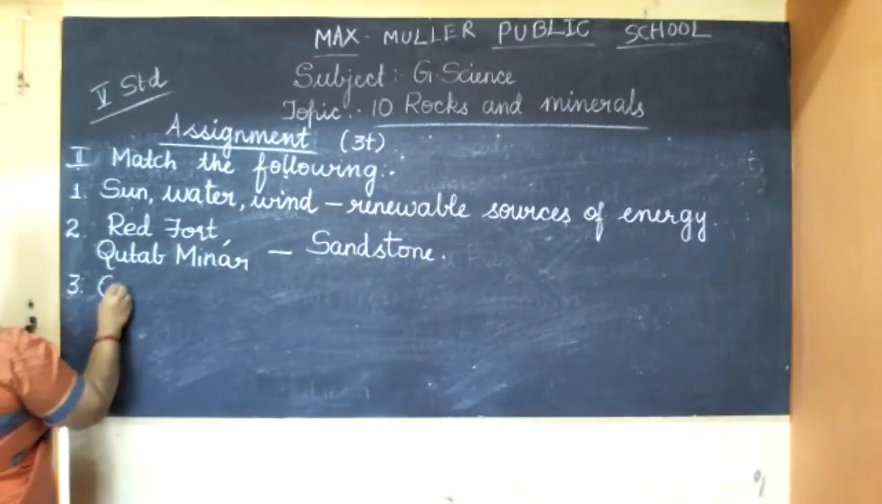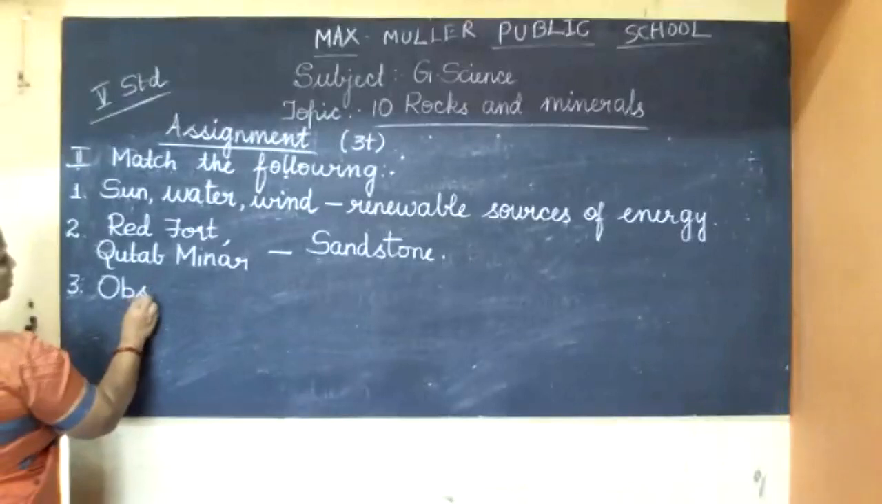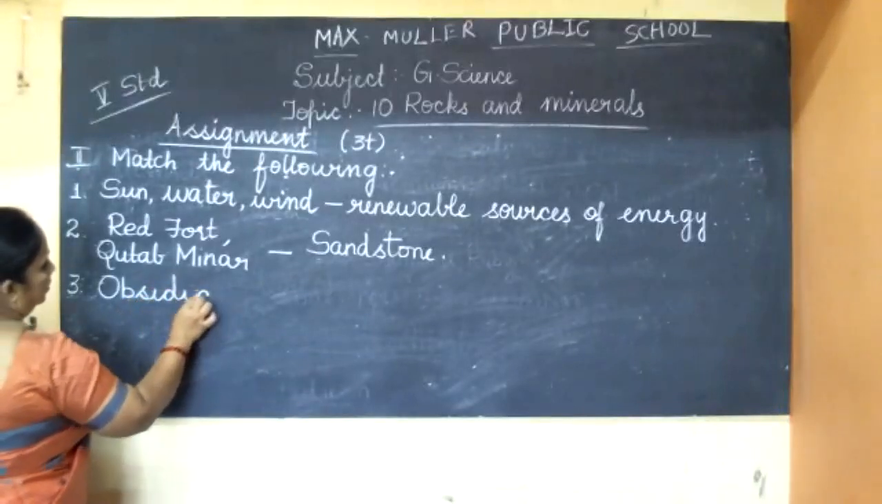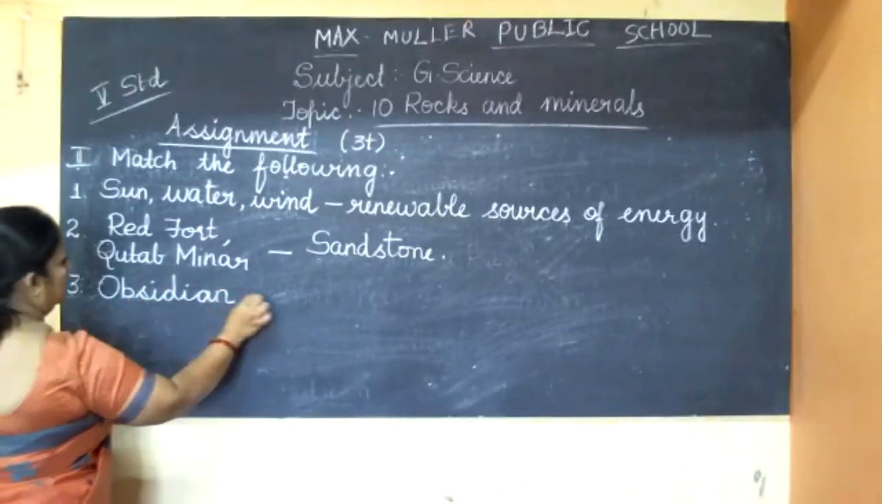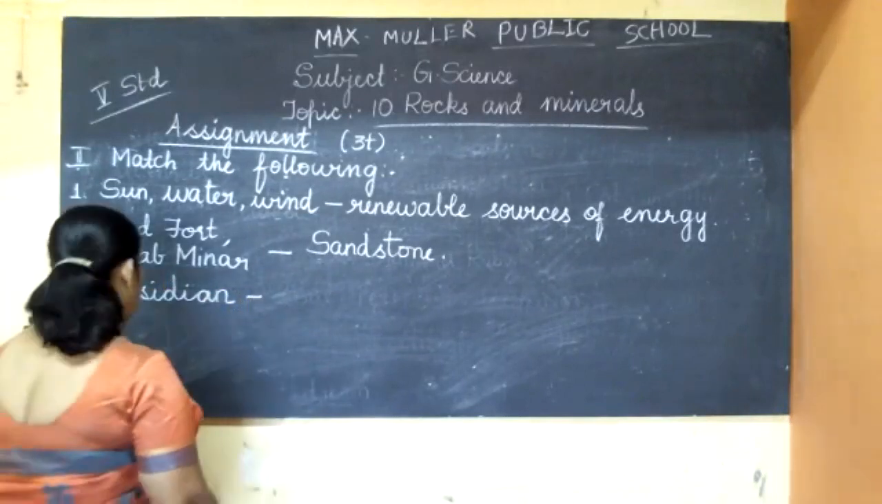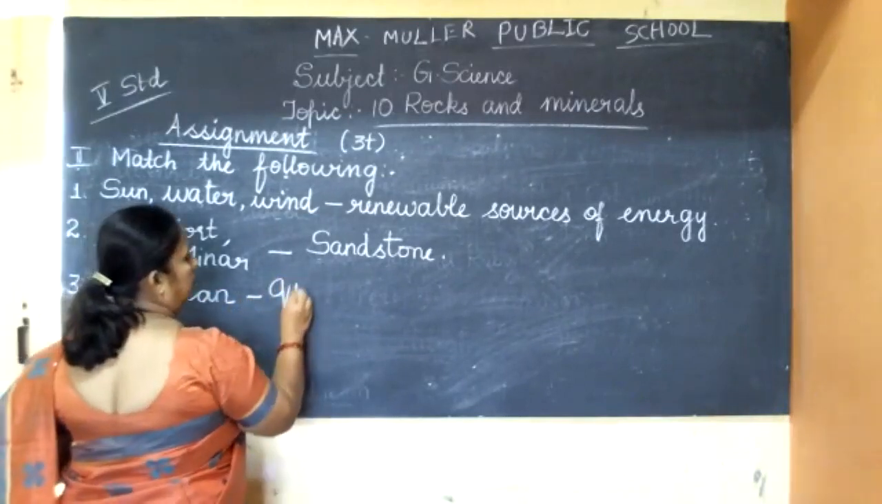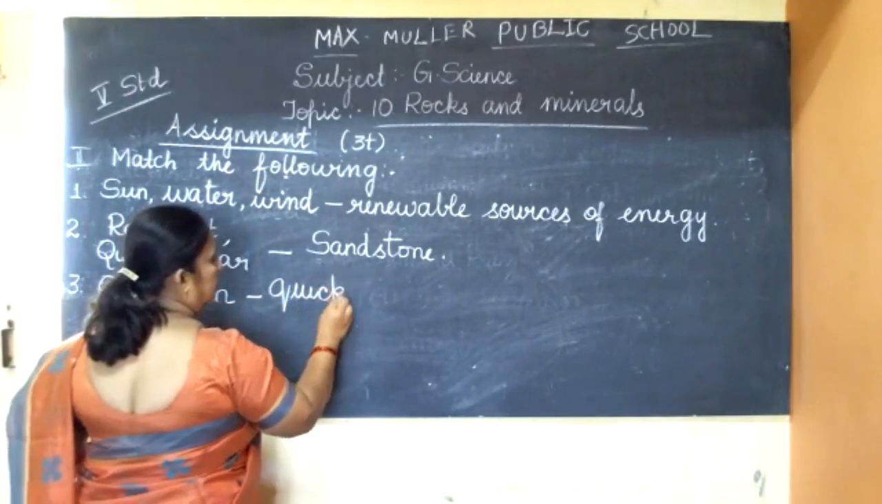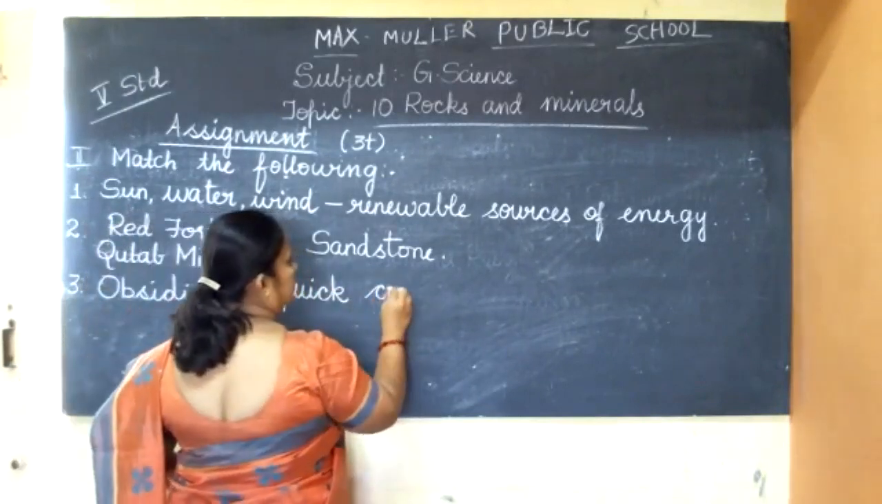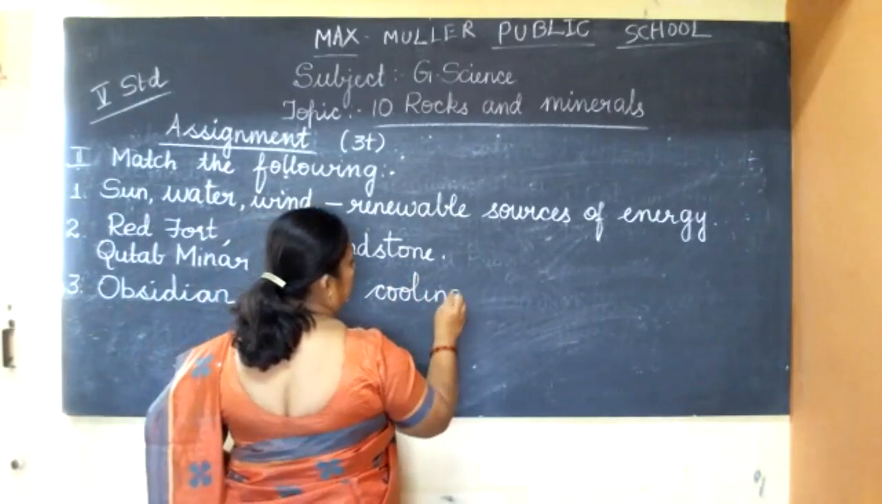Third: obsidian. Obsidian. Okay. So how is it formed? By quick cooling.